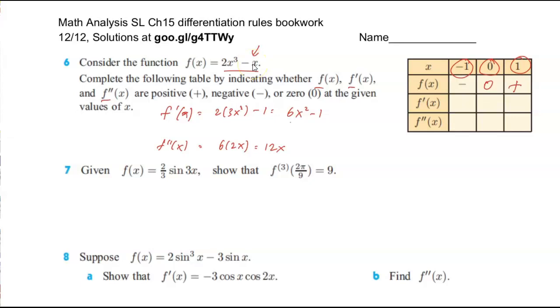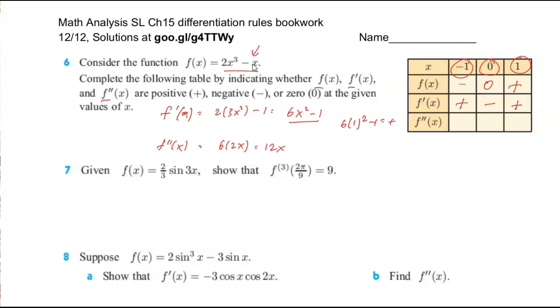What about the first derivative? If I put negative 1 in here, it would be 6 times positive 1 minus 1, so it would be a positive number, right? 6 minus 1. If I put 0 in here, it would be negative 1, so it would be a negative number. And if I put 1 in here, it would be 6 times 1 minus 1, the same thing as the first one. It would be positive. 6 times 1 squared minus 1 is equal to 6 minus 1. It's positive, right? We're just seeing if it's positive or negative. We don't need the exact number. This is like a preview of what we do in the next chapter.